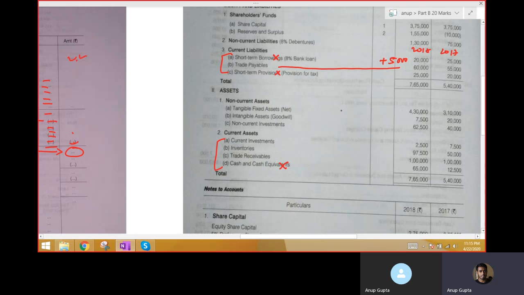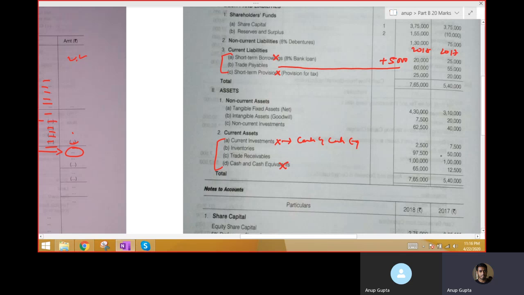Current investment will also not come. Why? Because current investment is considered as cash and cash equivalent. So these items will not come from current assets: current investment and cash equivalent. What items will not come under current liabilities? Short-term borrowings and short-term provisions. Apart from that, other current liabilities and trade payables will come in as adjustment of working capital.